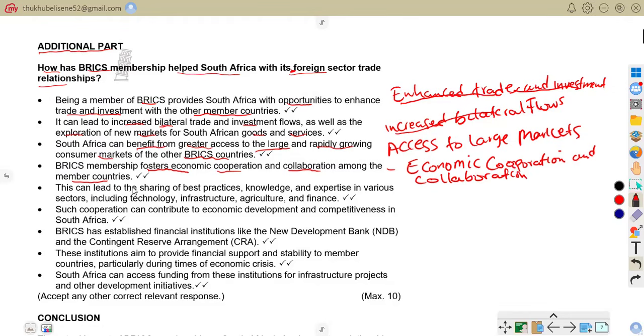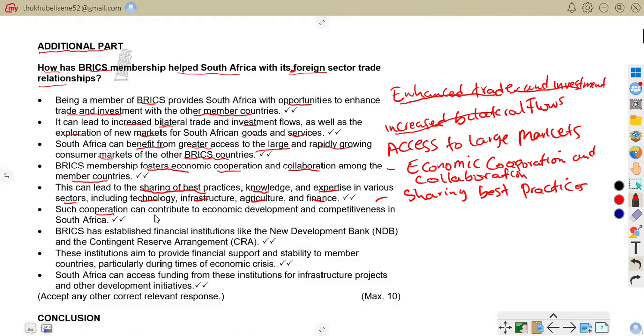Also, it says this can lead to the sharing of best practices, knowledge, and expertise in various sectors, including technology, infrastructure, agriculture, and finance. So here we are talking about sharing best practices. That is where we're talking about collaboration, which enables the sharing of best practices, knowledge, and expertise in various sectors, enhancing competitiveness and driving innovation. Hope we are together.